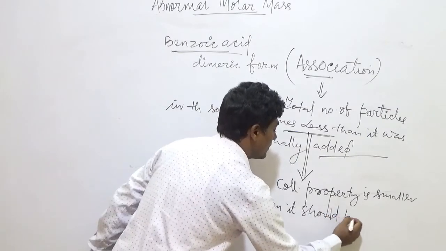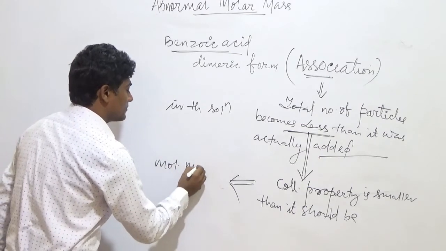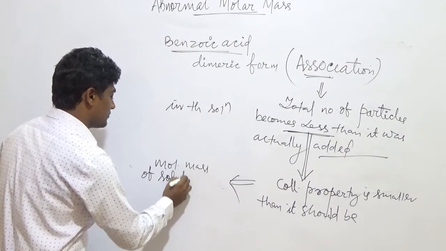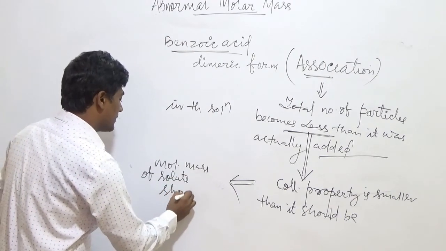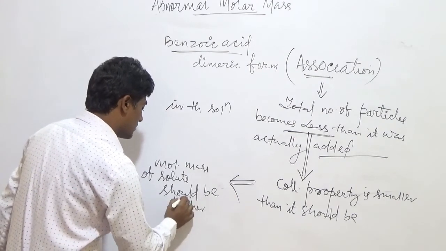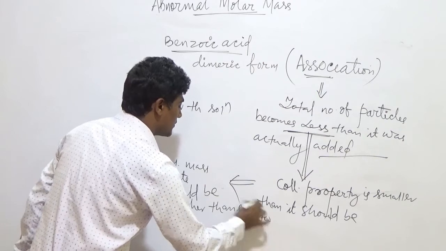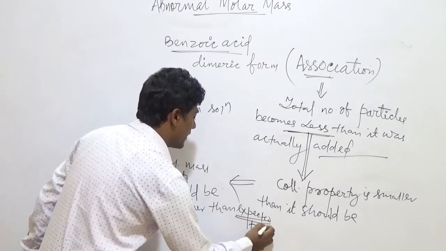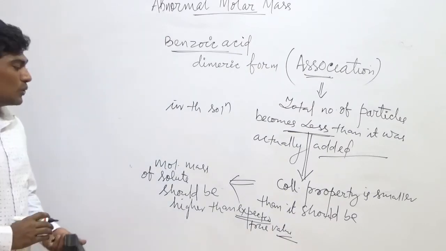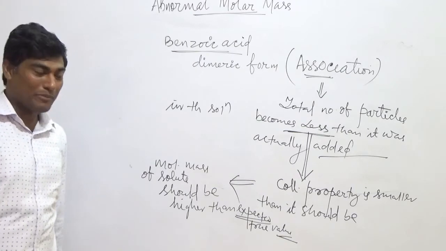And it implies the molecular mass of the solute should be higher than expected, or than the true value. Are you getting it? So, this is the reason why abnormal molar mass.